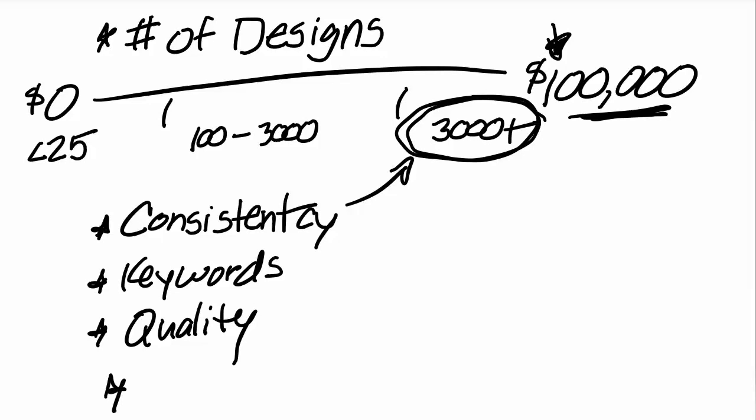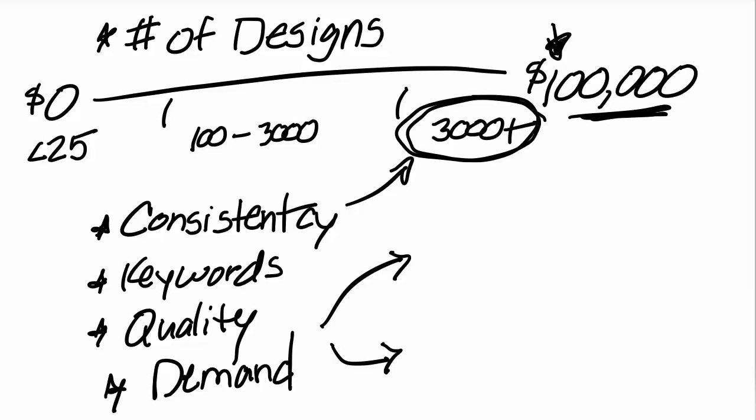And the fourth thing is actual demand. All right. So the demand for the niche, the demand for your actual design is going to factor into this. And there's two different types of demand. The first type of demand is actual evergreen niches. So evergreen type of products.